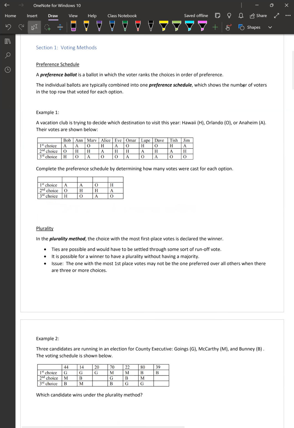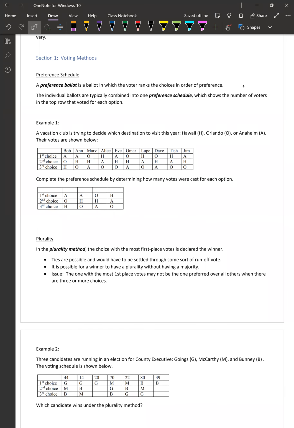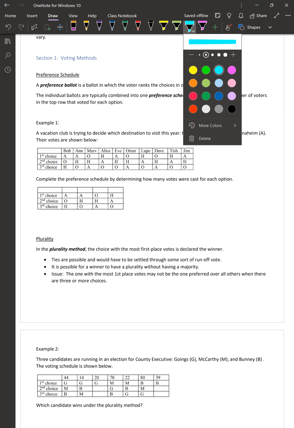So let's begin. Let's talk about preference schedule. Hold on, I got to get my controls under control here. All right, here we are, preference schedule.